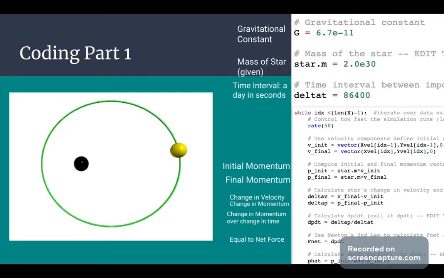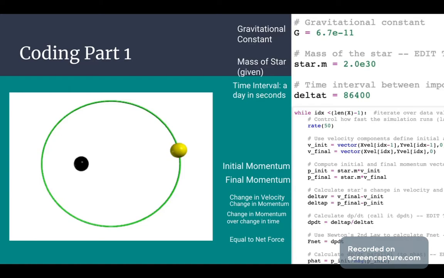This is the code used to model part 1 of the experiment. Firstly, the gravitation constant was defined. Then the mass of the star was inputted as given in the problem statement. The time interval between taking the position of a star is delta t, which is equal to a day in seconds. Inside the while loop, the initial momentum is given by the initial velocity times the star's mass. The final momentum is given by the final velocity times the star's mass. The change in velocity is given by the final velocity minus the initial velocity, and the change in momentum is given by the final momentum minus the initial momentum.